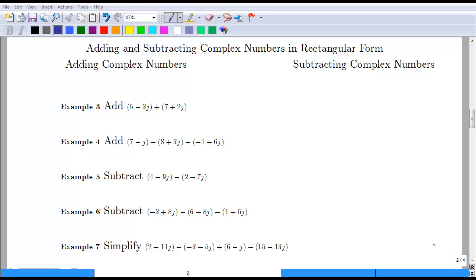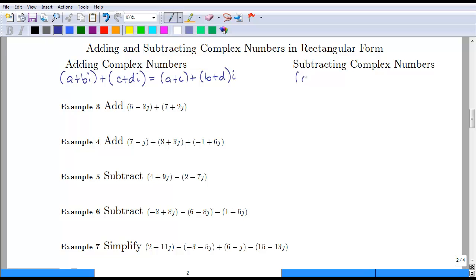This video will discuss how we add and subtract complex numbers. Adding complex numbers is the same thing that we do when we add like terms. If we have, for instance, a plus bi, and we want to add to this c plus di, we're going to combine the real parts to get a plus c, and we're going to combine the imaginary parts, b plus d, and multiply that by i. So essentially we're going to add the real parts and add the coefficients, if you will, on i.